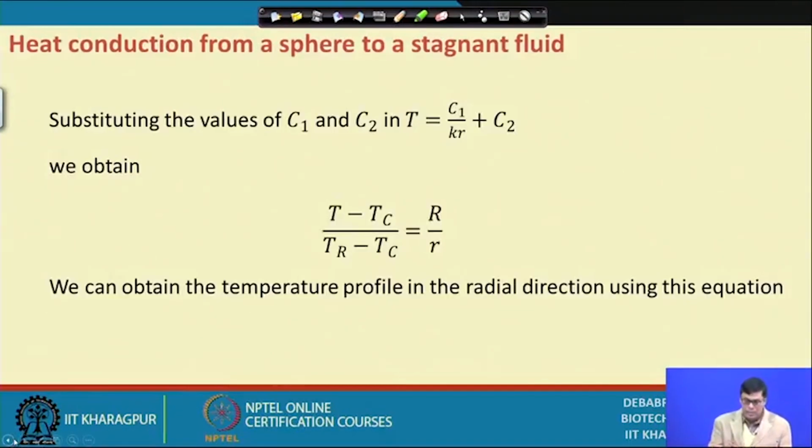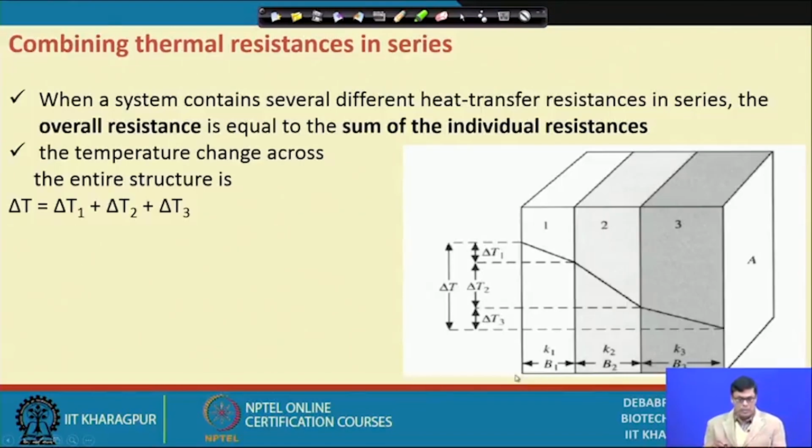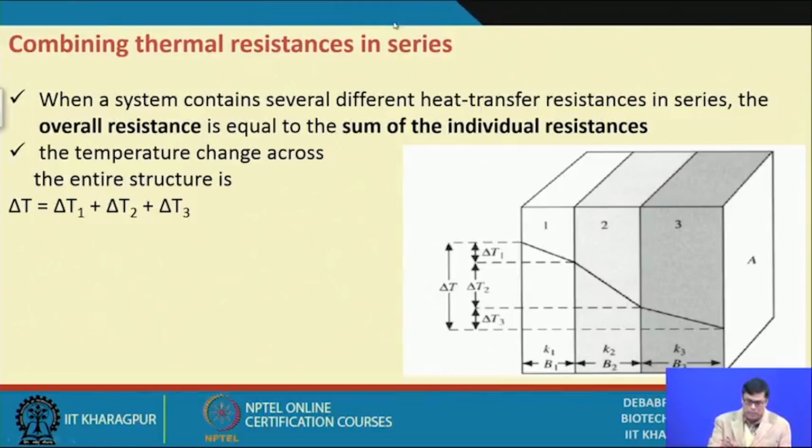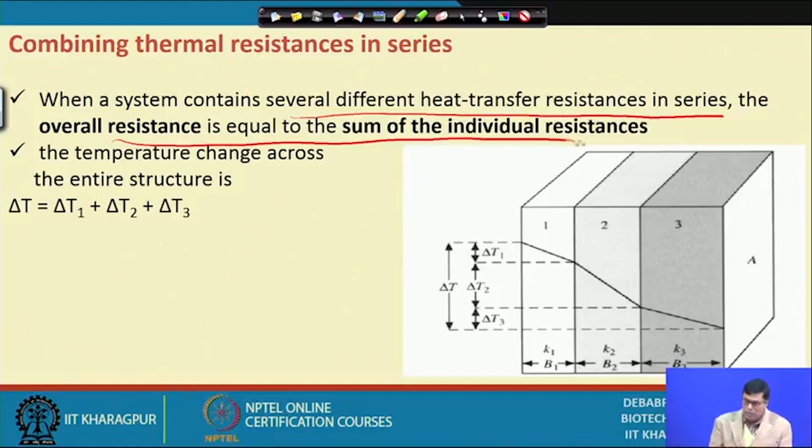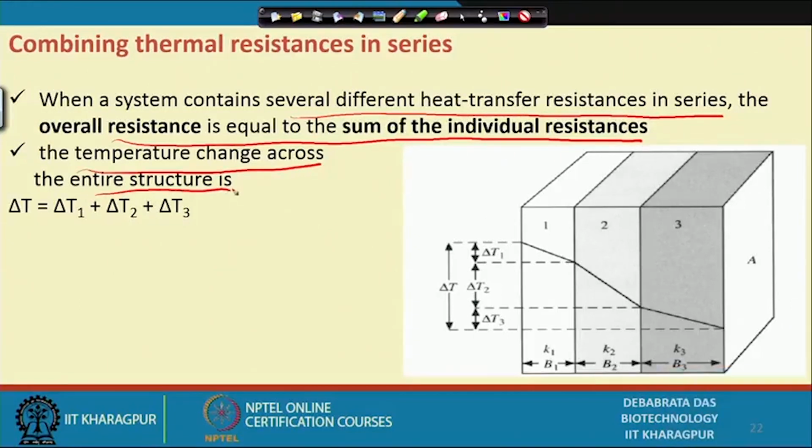Finally, we can write this equation: T equal to C1 into Kr and T1 minus Tc by Tr minus Tc equal to capital R by small r. Now, this is the combining resistance, because this is very important. When a system contains several heat transfer resistances in series, the overall resistance equals the sum of the individual resistances, and the temperature changes across the entire structure.